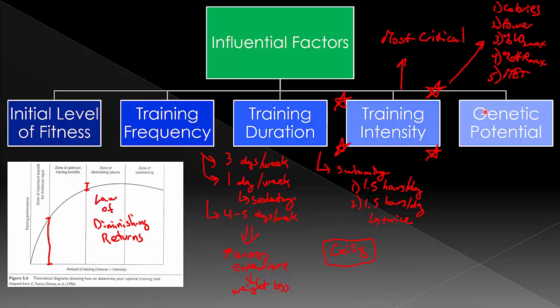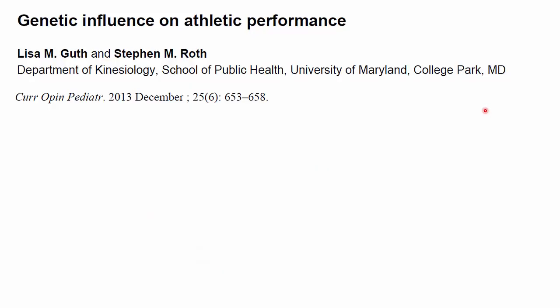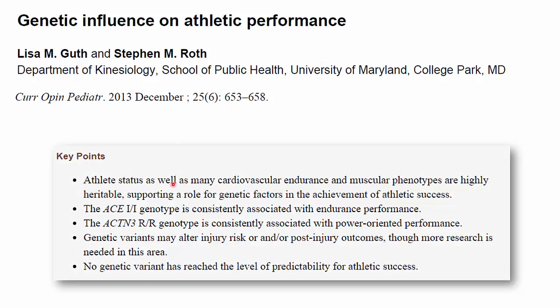And in fact, individuals have studied this. A recent research article, 2013, looking at the genetic influence on athletic performance. Guth and Roth here have some key points that you might find very interesting. Their key points are athletic status, as well as many cardiovascular, endurance, and muscular phenotypes, are highly heritable, supporting a role for genetic factors in the achievement of athletic success, probably what you already thought.